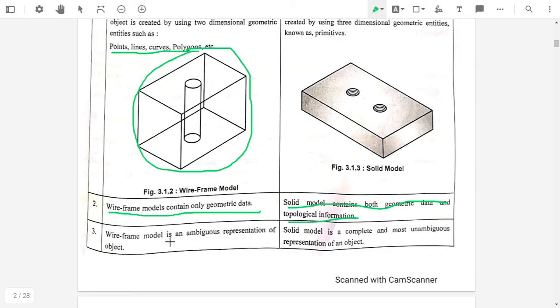Wireframe modeling is an ambiguous representation of the object. Solid modeling is the complete and most unambiguous representation of the object. Means after seeing this wireframe object, we cannot get detail or a clear visualization of the object. If we see this wireframe model, we cannot get the proper imagination of that object. But by seeing this solid object, we will get the proper information, or we can say we will get a clear visualization of the object. Okay.